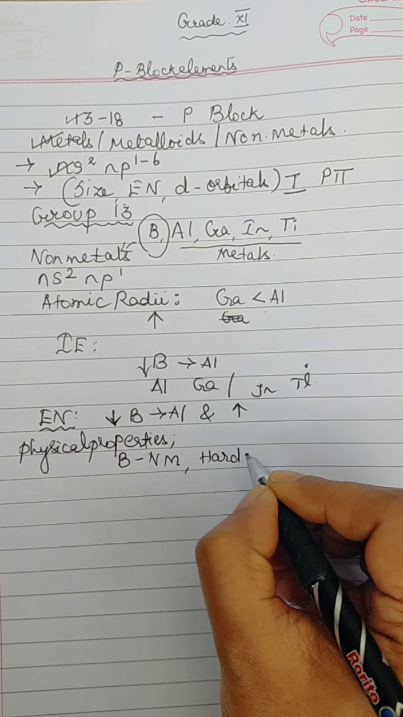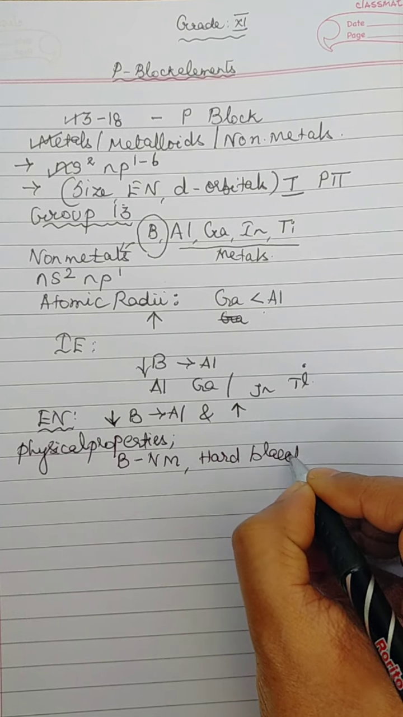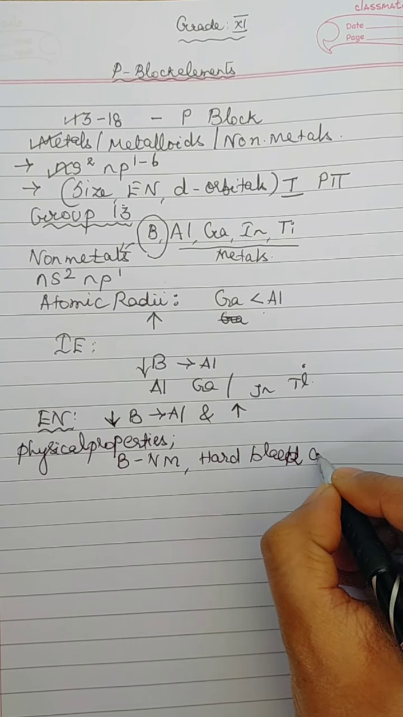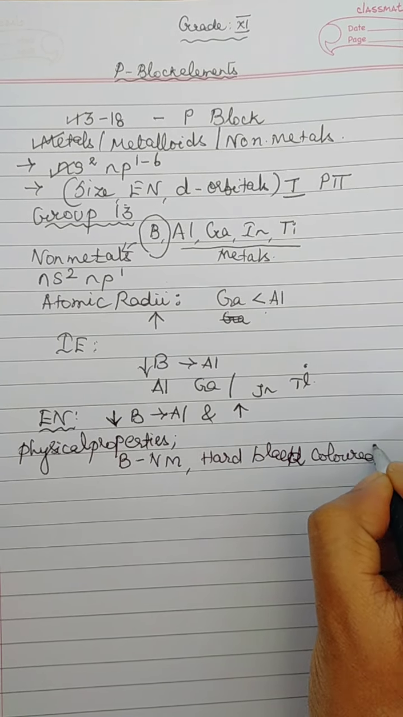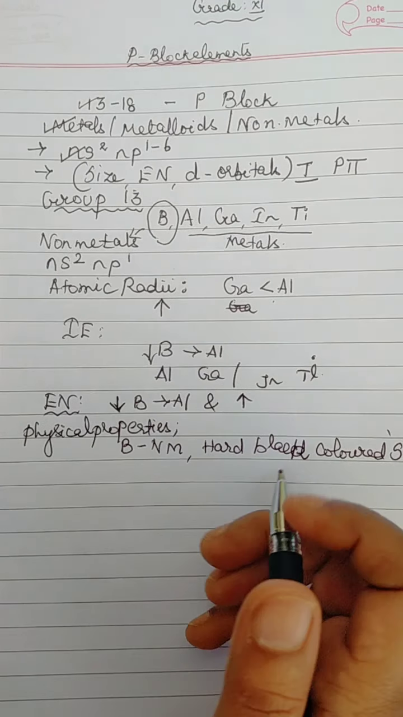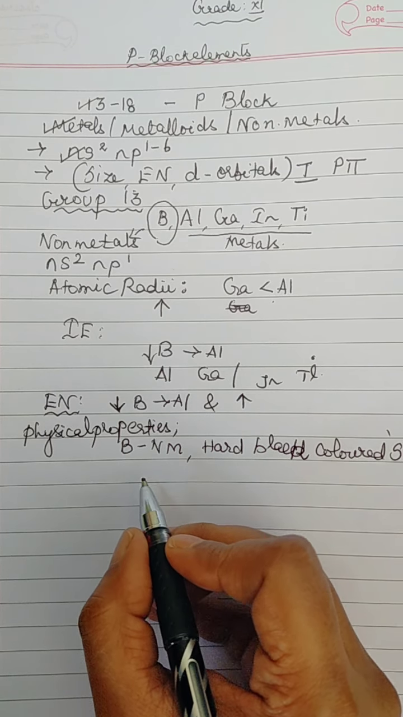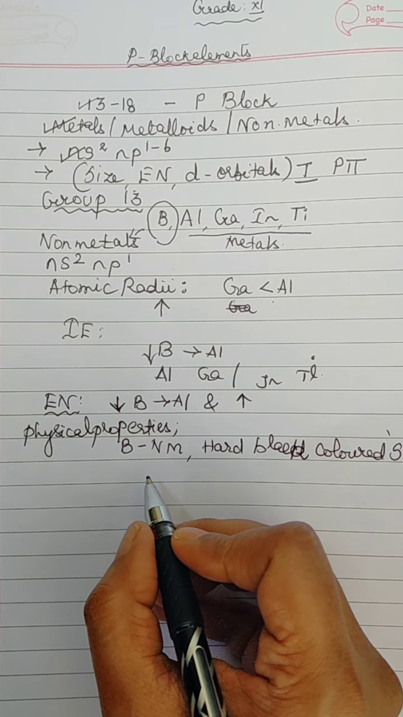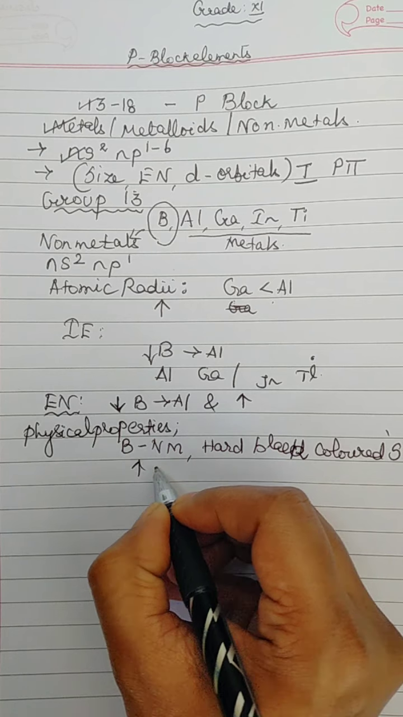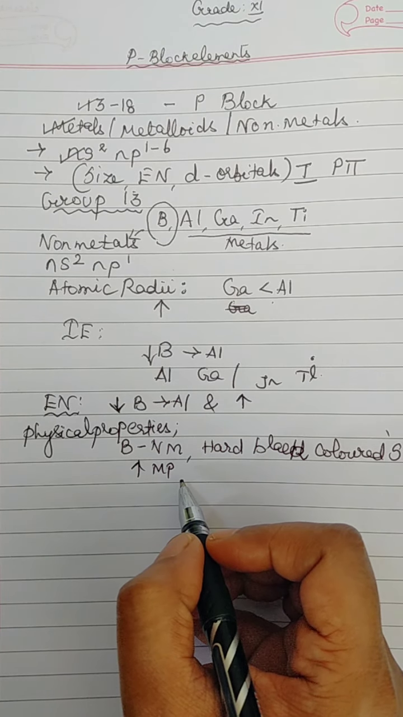It exists as a hard black colored solid, and it exists in many allotropic forms. Because of strong crystalline lattice, boron has a high melting point. Because of crystalline nature, it has a high melting point.